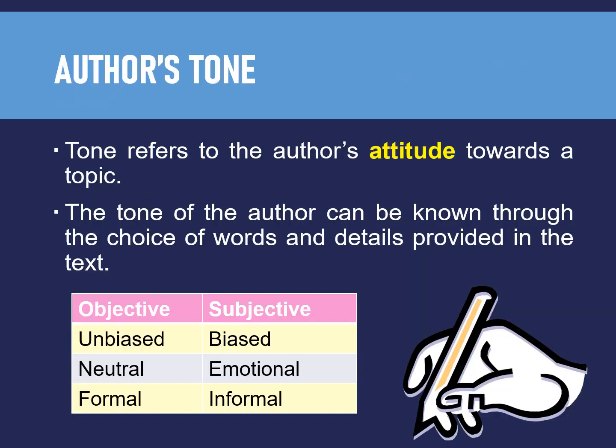Next, we are moving on to the author's tone. Tone refers to the author's attitude towards a topic. The tone of the author can be known through the choice of words and details provided in the text. So here we have two author's tone which are objective and also subjective. Under objective tone, we have unbiased, neutral, and formal. And under subjective tone, we have bias, emotional, and also informal.